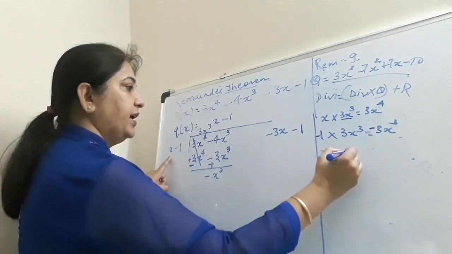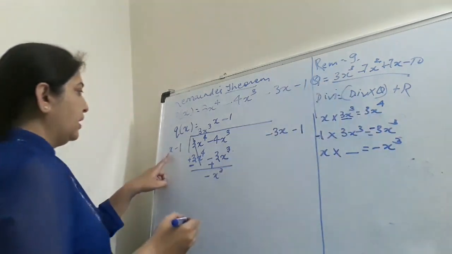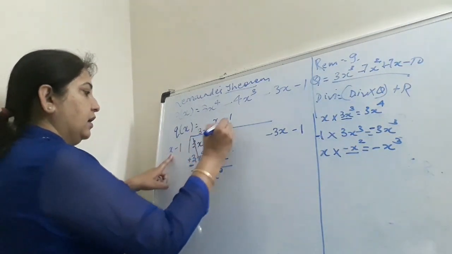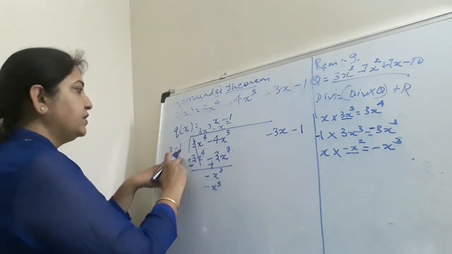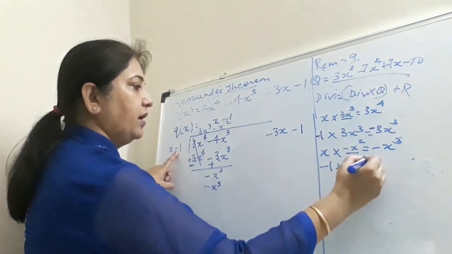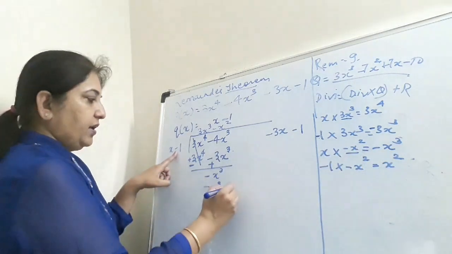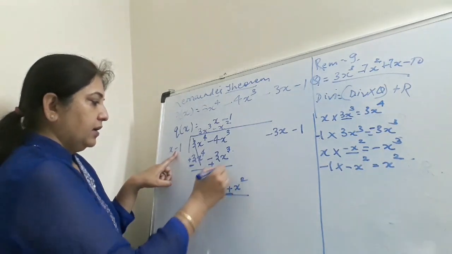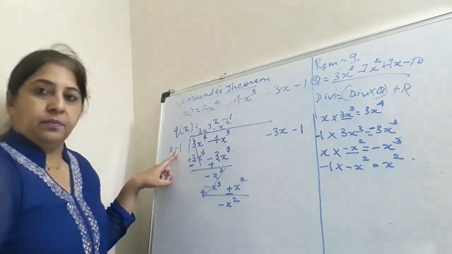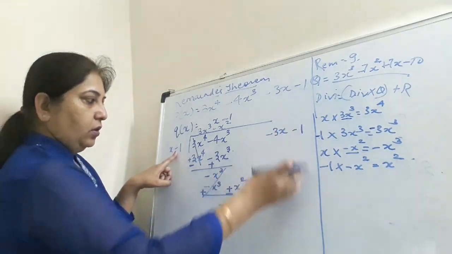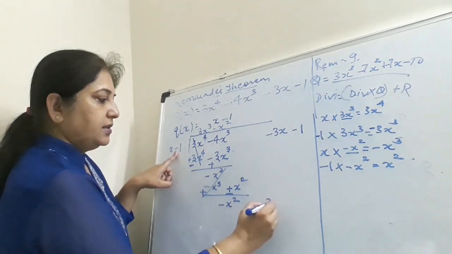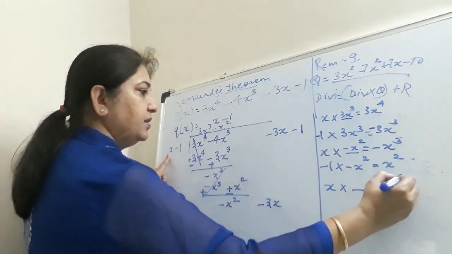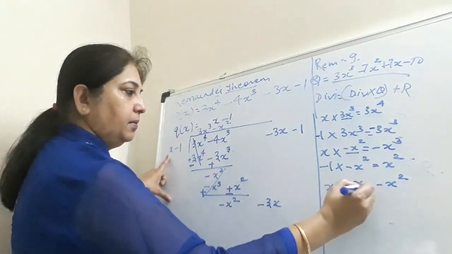X into dash will give you minus x cube. X into minus x square will give me minus x cube, and minus 1 into minus x square will give me x square. So I will write here x square, right? I'll draw a line, change the sign, cancel this, I write here minus x square. I will not copy the whole thing, I will only copy minus 3x. Now x into dash will give me minus x square. It will be minus x.